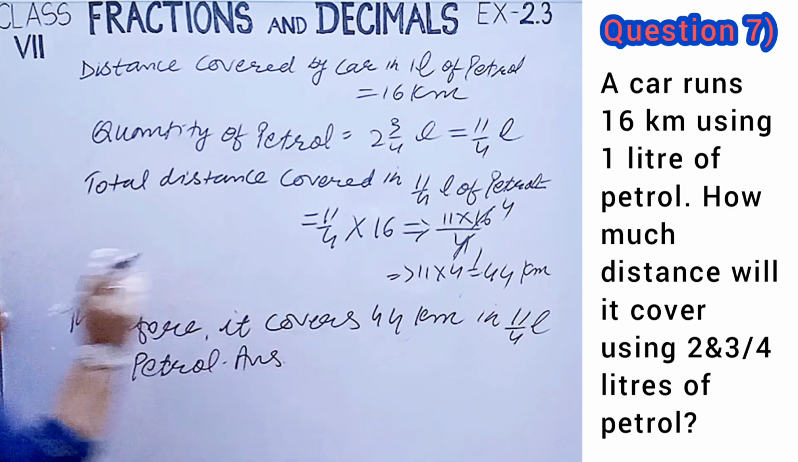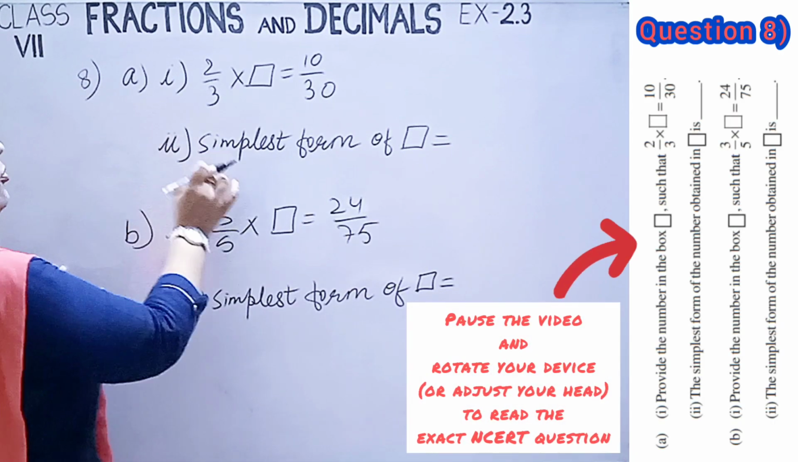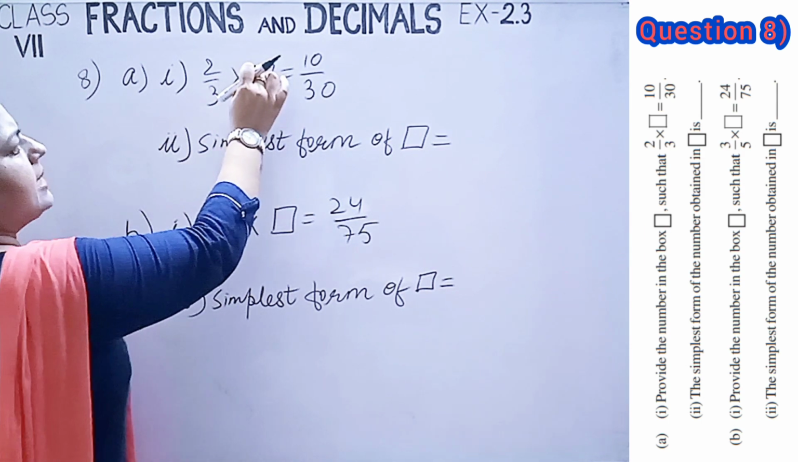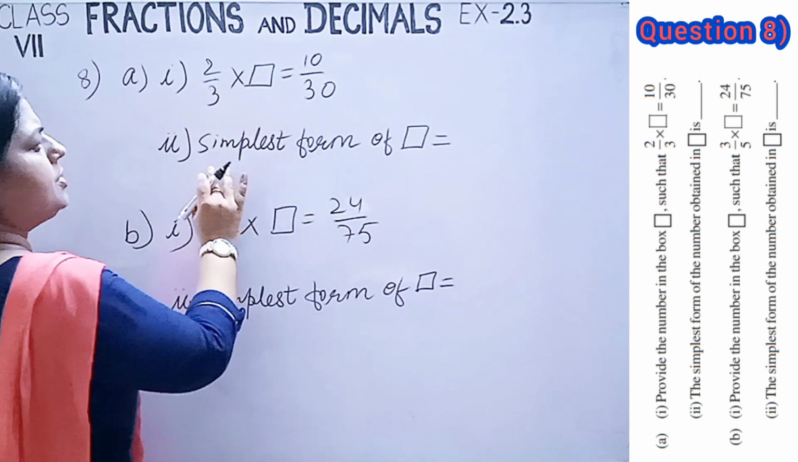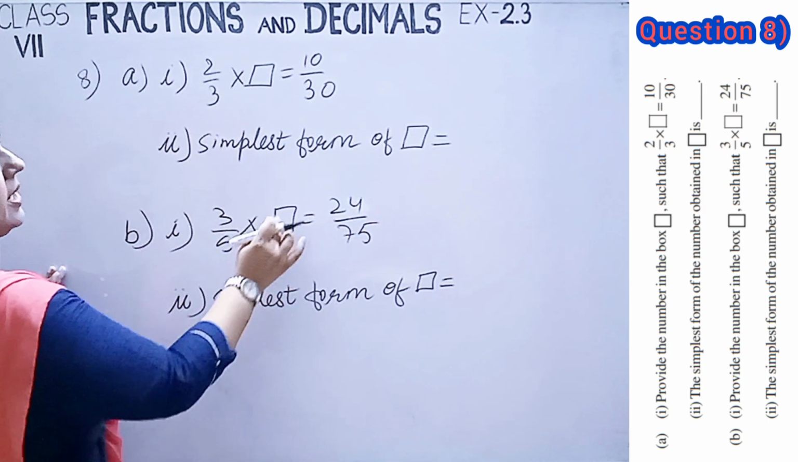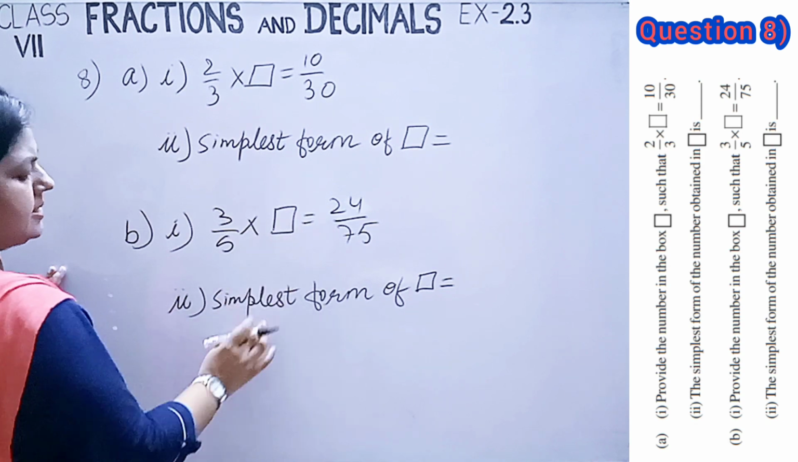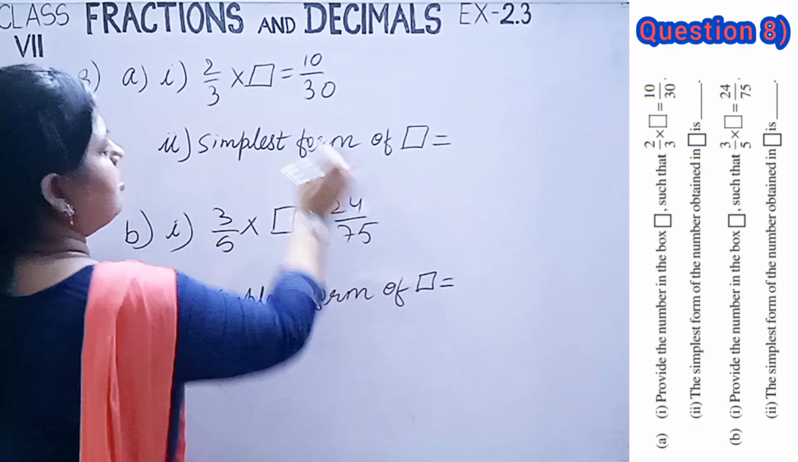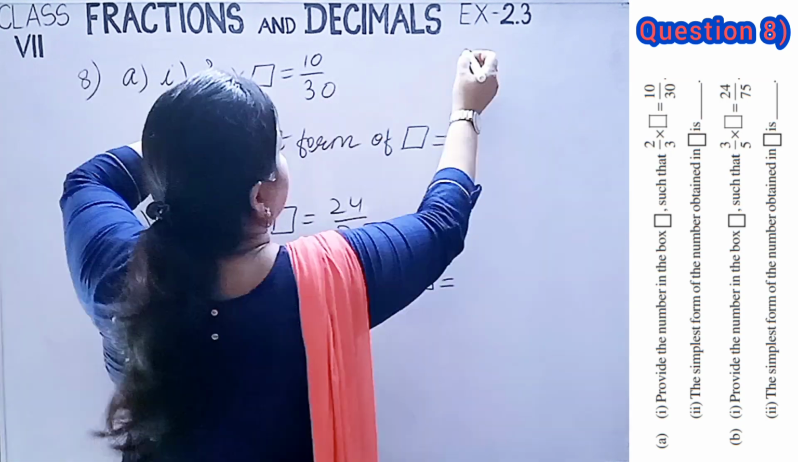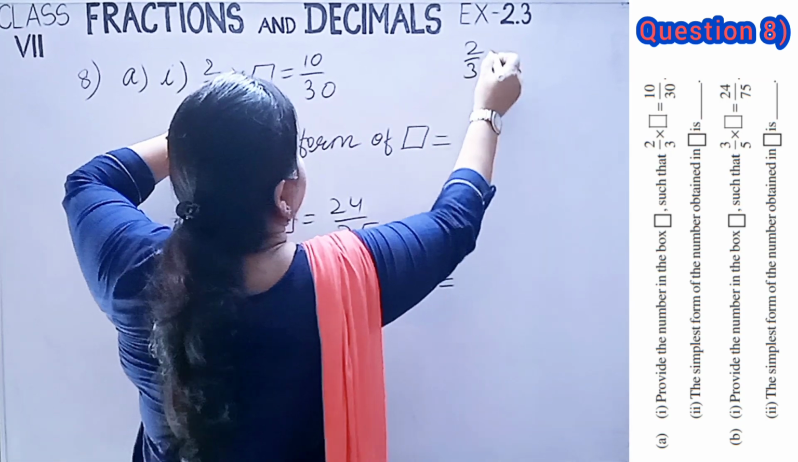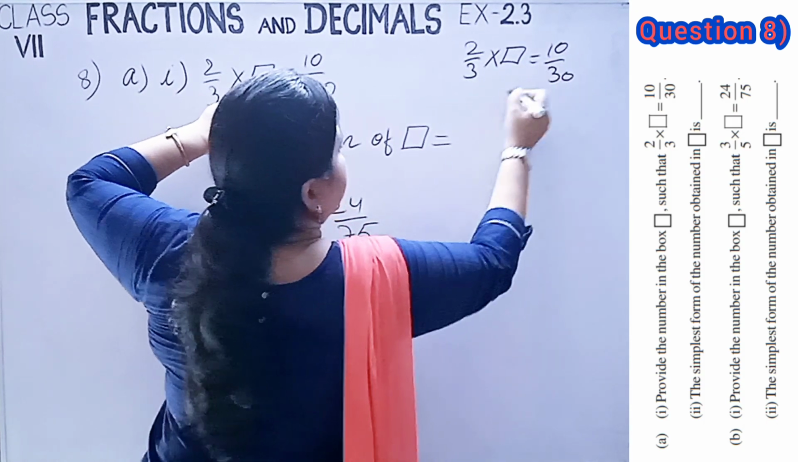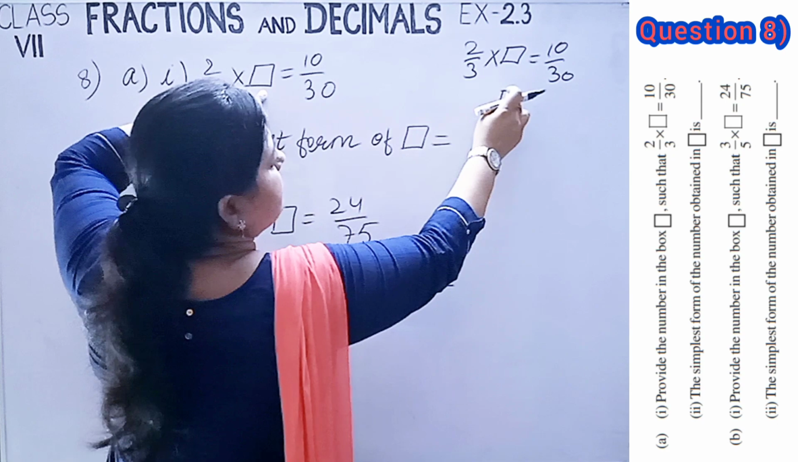In question number 8, we have to find out the answer of this box. After getting the answer, we have to change it into the simplest form. So in this question, we have to find this box and the simplest form of this box. So how to solve this? We have to follow some steps. So 2 by 3 into this box is equal to 10 upon 30. We have to find the value of this box.